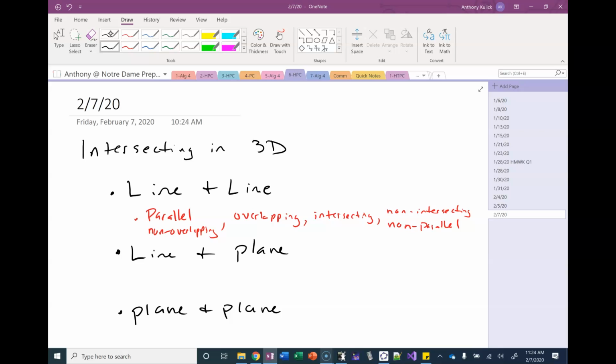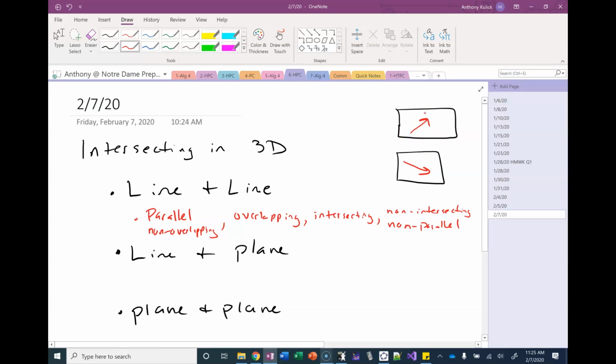Probably the only one that requires any explanation about what this really looks like is the non-intersecting, non-parallel. So imagine you have 2 planes that are parallel to one another. So maybe you have a line in each of those planes that looks like this. Those lines will never intersect, but they're also not parallel either, because you can't draw a third plane that contains both of those lines. So that's the 4 things that may happen in that situation.